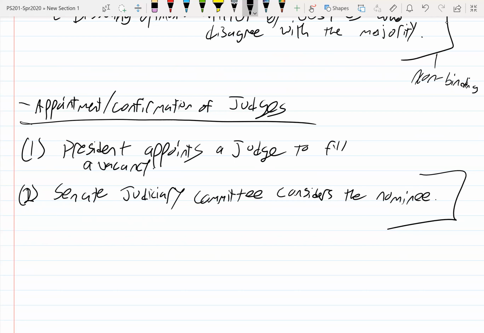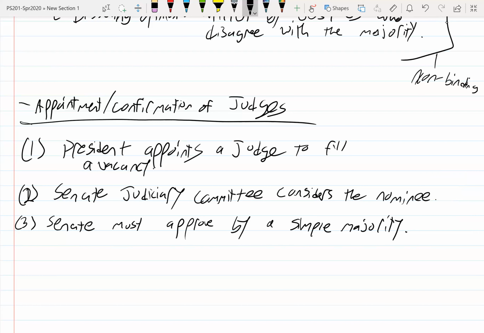In the situation in which the person does get the support of the committee, what will then happen is that the Senate will vote on whoever the nominee is, and the Senate must approve by a simple majority. We've talked about this before. And if that happens, the person will be confirmed. If the Senate opts not to approve the person by majority vote, the person will not be confirmed. Okay, this is the general structure we've talked about.